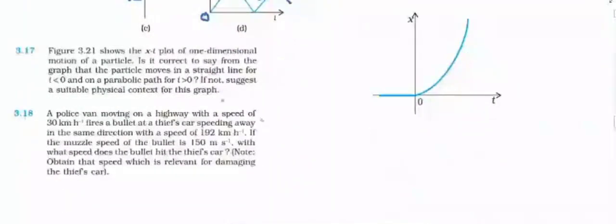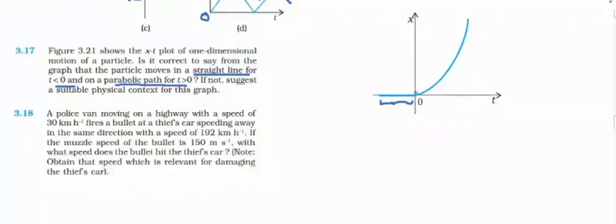Now, next, question 17. An x-t graph is given, a position time graph. Is it correct to say from the graph that the particle moves in a straight line for time t less than 0, that means this part, then afterwards in a parabolic path during the remaining time interval? It is not possible. So what is a graph? A graph represents the relation between two quantities. The shape of the graph is not the shape of the path traveled by the object.